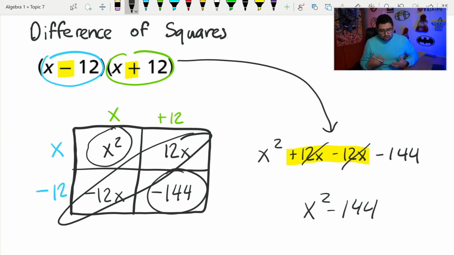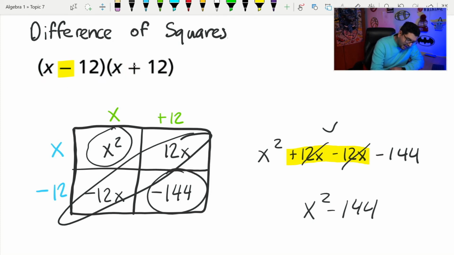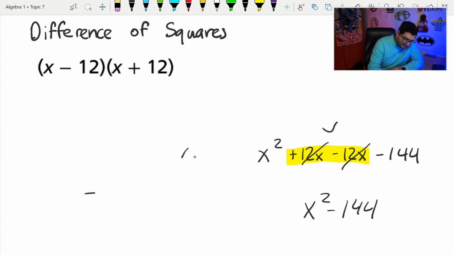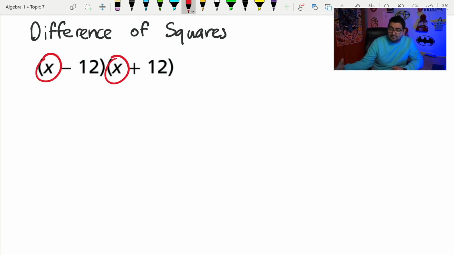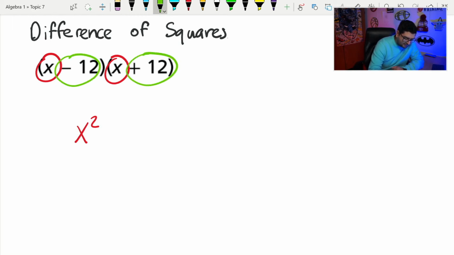So the shortcut for this one: instead of having to multiply all this out using the box method or FOIL, if I can spot that these two are very similar and the only thing that's different is the signs, the shortcut for the difference of squares is that we just do x times x. So the first term multiplied by the first term: x times x is x squared. And then the last term multiplied by the other last term: negative 12 times positive 12 is negative 144.